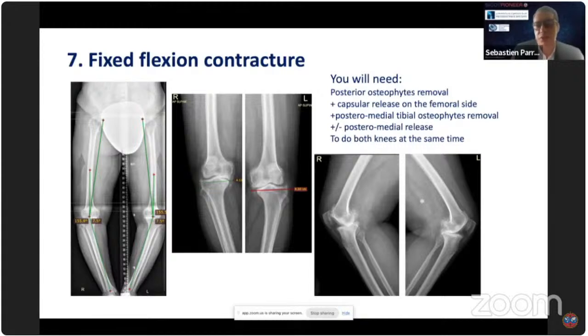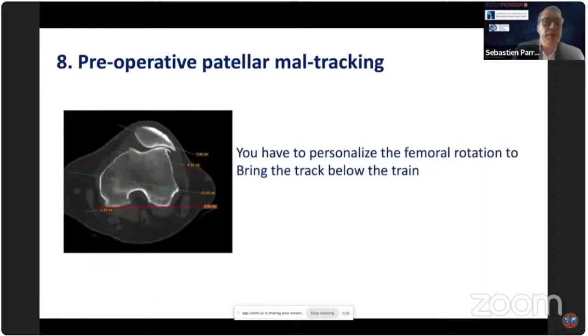You sometimes have to do a vertical facetectomy of the medial tibial plateau to be able to restore the full extension and to correct the fixed deformity in varus. You have to be careful as well of preoperative patellar maltracking. Indeed, if you apply the basic principle for a patient with already preoperative maltracking and do a standard rotation to the PCA, you might have some problem for the patellar tracking, and you have to be aware of that.